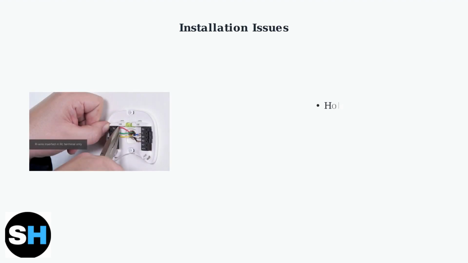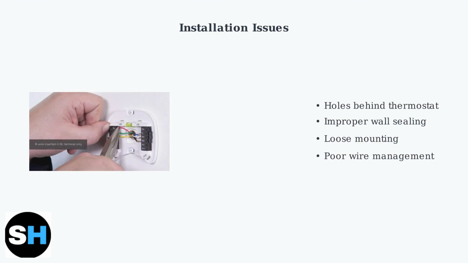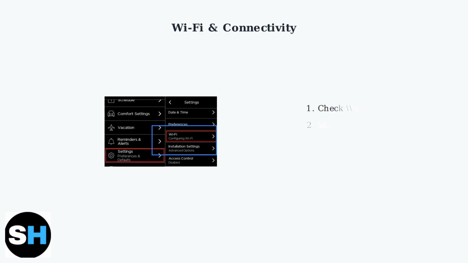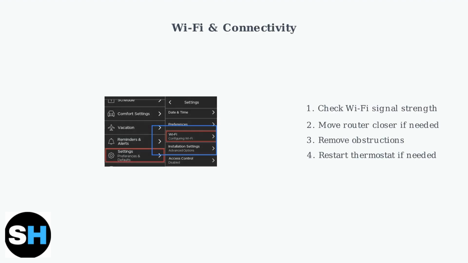Poor installation can also affect accuracy. Holes in the wall behind the thermostat allow air to flow through, creating temperature variations that confuse the sensor. Weak Wi-Fi signals can cause your thermostat to continuously recalibrate, leading to inconsistent readings. Check your Wi-Fi connection in the Settings menu.